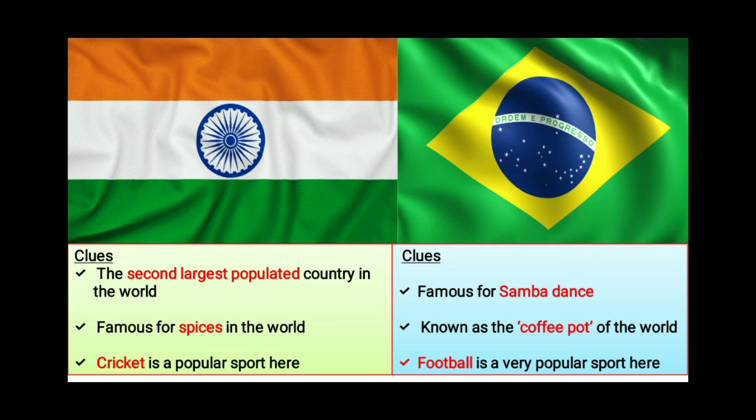So the hints about India: the second largest populated country in the world, famous for spices in the world, and cricket is a popular sport here. What about Brazil? Famous for samba dance, known as the coffee pot of the world, and football, which is a very popular sport there in Brazil.